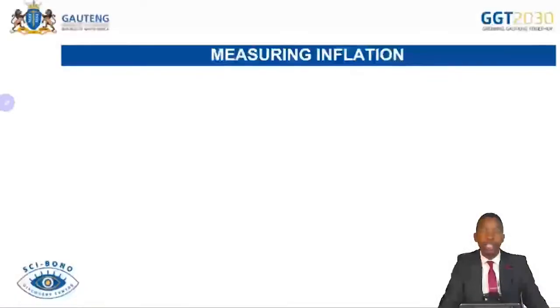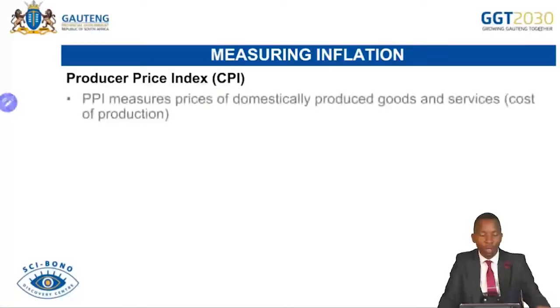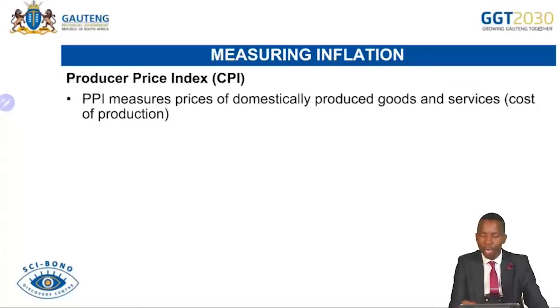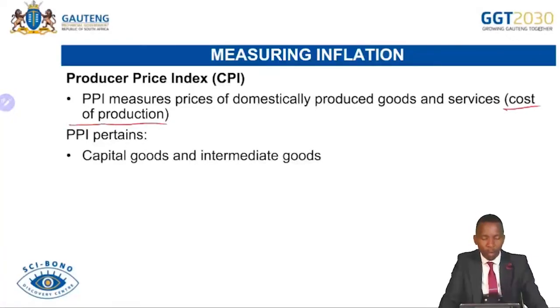The next one is the producer price index, the PPI. The producer price index measures mainly the cost of production by businesses. So the PPI measures the prices of domestically produced goods and services, the cost of production. It doesn't measure the cost of living, it measures the cost of production, meaning it focuses on the side of businesses. The PPI pertains to the following: capital goods and intermediate goods.